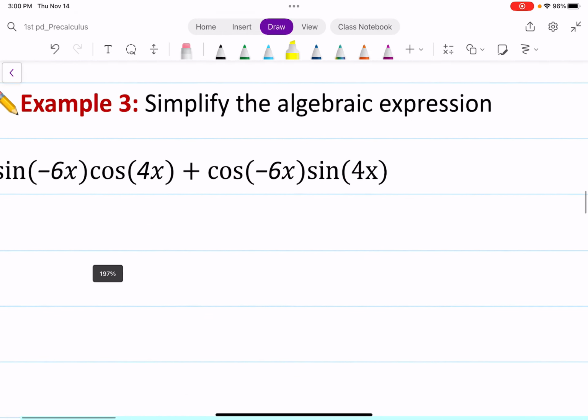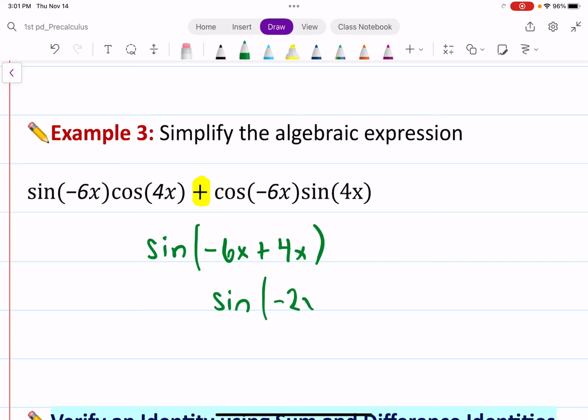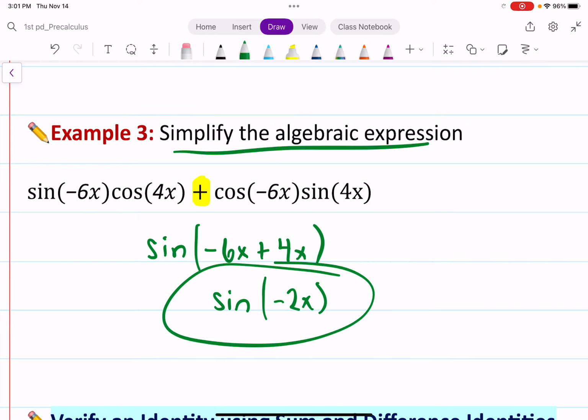All right, one more. If I simplify this using the algebraic expression, again, sine, cosine, cosine, sine, and it's being added, well, with the sine one, that's where they don't change. So that would simply just be sine of the first angle plus the second angle. That would just simplify to negative 2x. It said simplify the algebraic expression. There's nothing to solve for, so that's all we do.